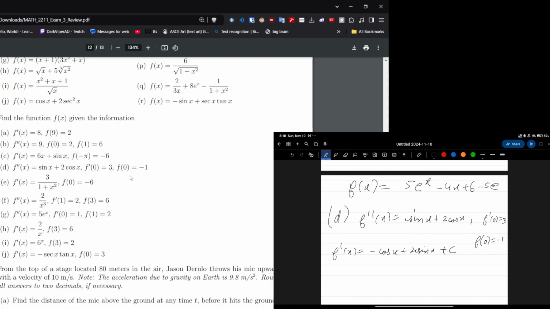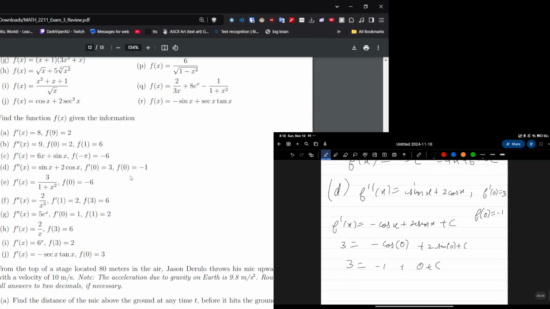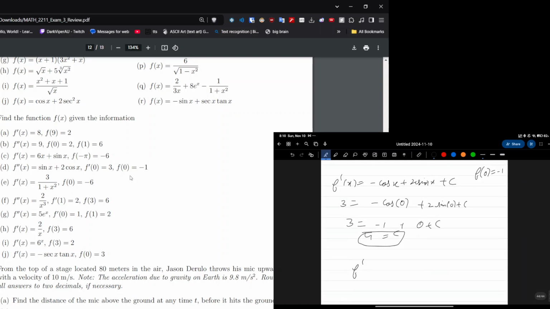Plus c. So if I plug in 0 over here, it is equal to 3 equals negative cos of 0 plus 2 sine of 0 plus c. Cos of 0 is 1, so negative 1 plus 0 plus c. So c equals 4. So f prime of x equals negative cos x plus 2 sine x plus 4.